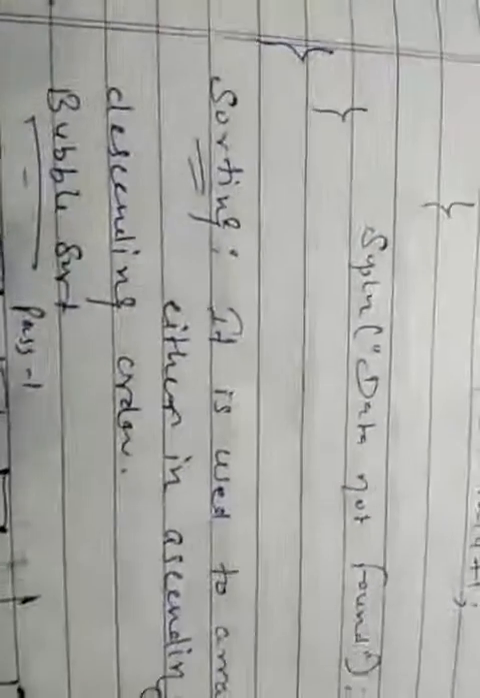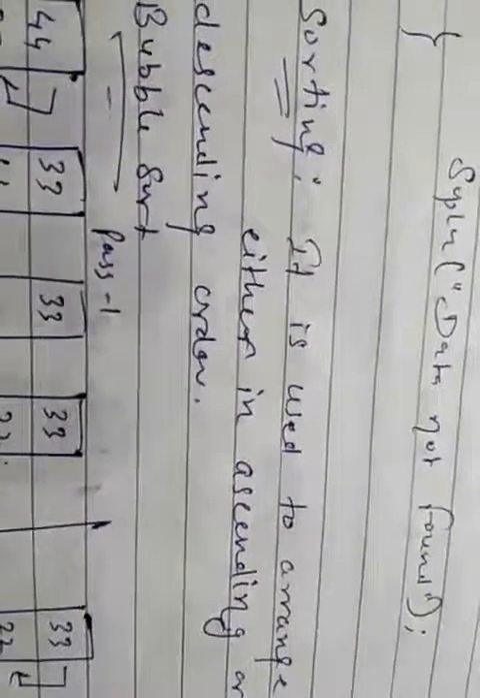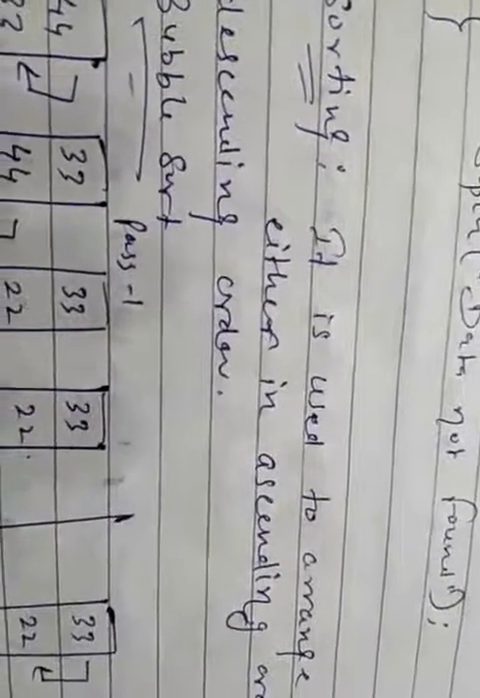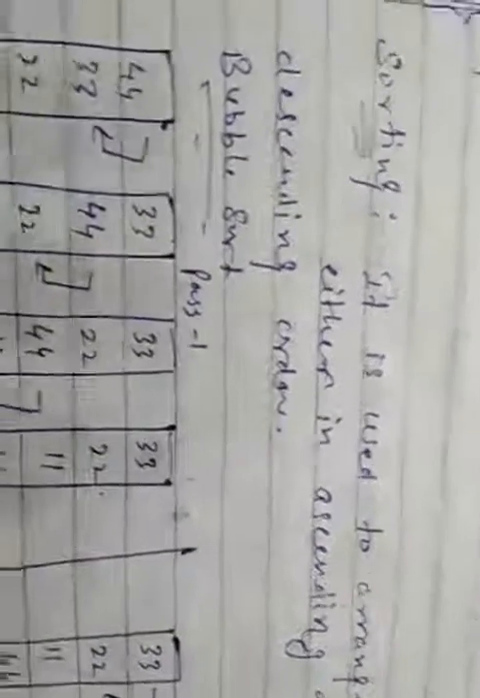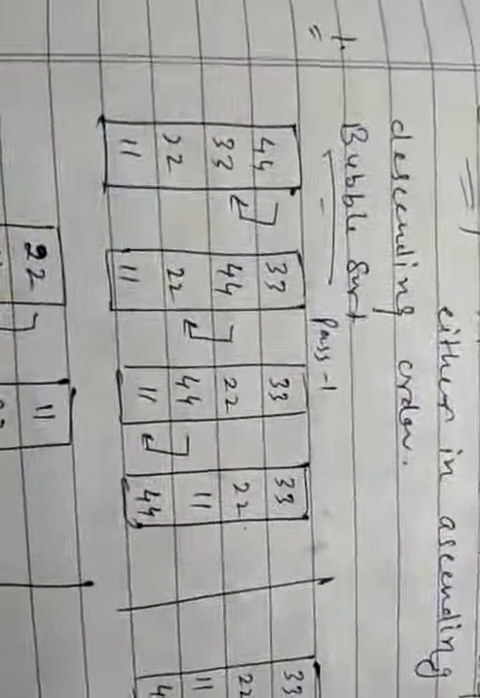Now the next topic is sorting. Sorting is one of the techniques which is used to arrange an array in ascending or descending order. There are many sorting techniques, but here we are explaining the first one, that is bubble sort.